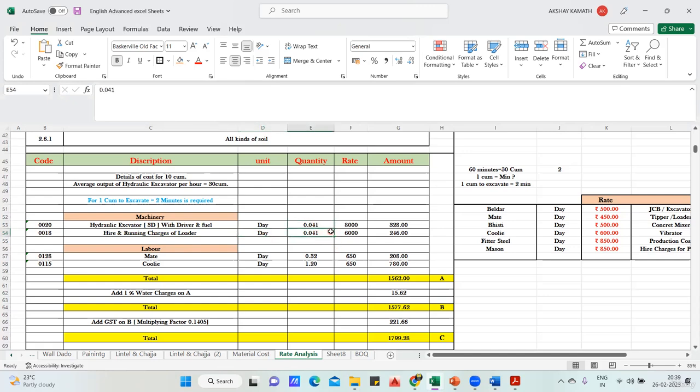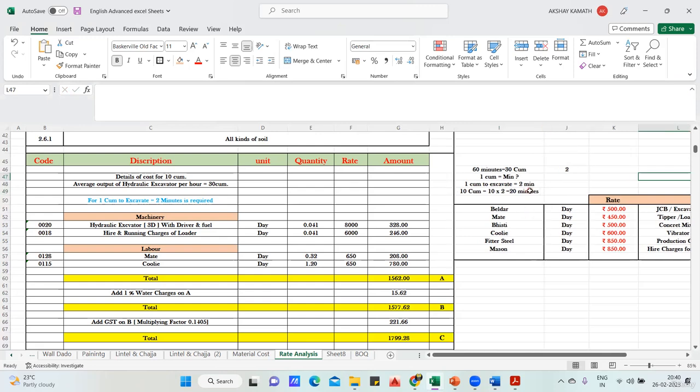From where did we get this? It's a very simple thing. If 1 cubic meter to excavate requires 2 minutes, how much cubic meter is the rate analysis we are doing? We are doing it for 10 cubic meter, no? So for 10 cubic meter, how many minutes will it take? Very simple, 10 into 2. So it will take 20 minutes.